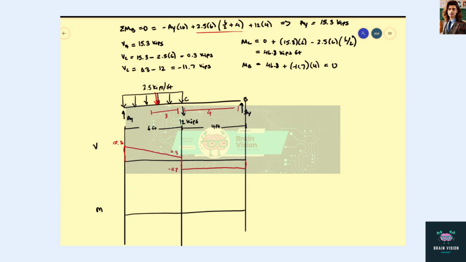And for our moment diagram, start from 0 and then to C, which is 46.8. And then we have a straight line right back to 0. And so our max absolute value for our shear force is 15.3 kips, and our absolute value for our moment, its max, is 46.8.